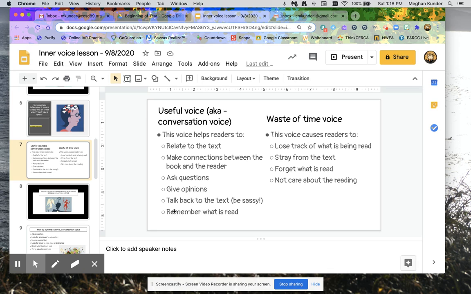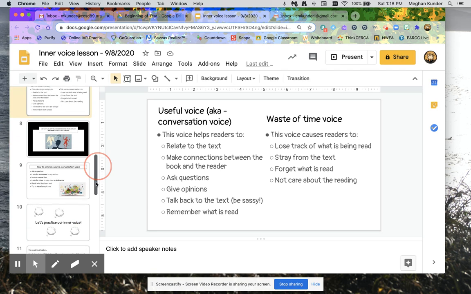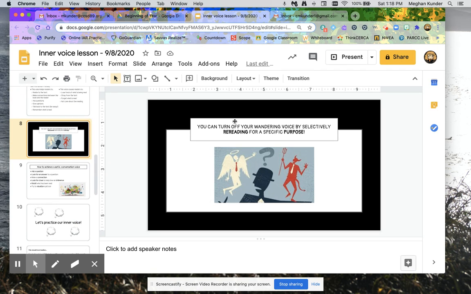It also means a useful voice is that we can remember what we actually read, okay? Versus a waste of time voice means we lose track of what's being read. We're straying from the text, we're forgetting, and we're not caring, okay? So how can we go about being better inner voice readers?